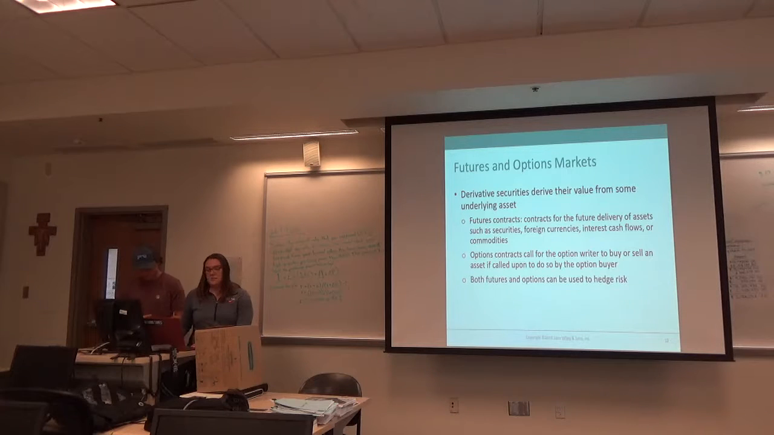And then next is the futures and options market. Derivative securities derive their value from some underlying asset. Futures contracts are contracts for the future delivery of assets such as securities, foreign currencies, interest cash flows, or commodities. Options contracts call for the option writer to buy or sell an asset if called upon to do so by the option buyer.